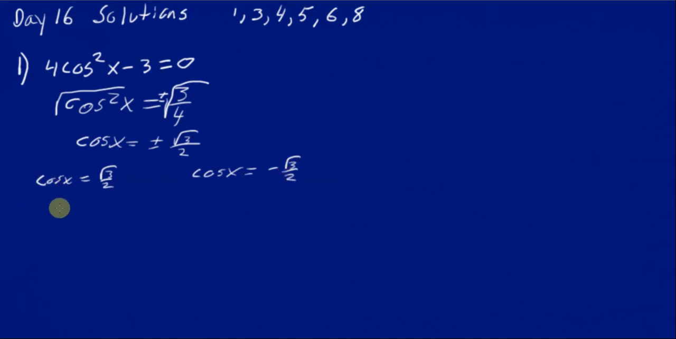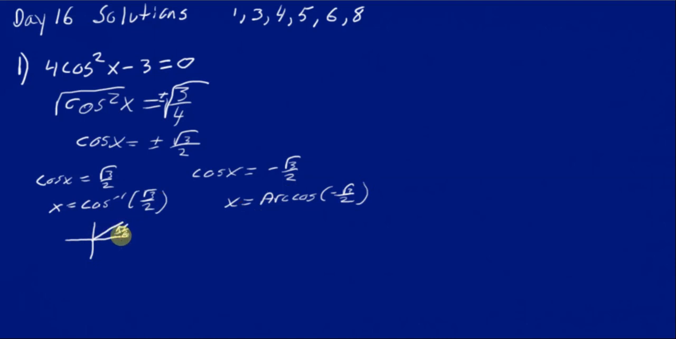Taking the inverse cosine of both sides, that means that x is equal to the inverse cosine of root 3 over 2. And x is equal to, let's just go ahead and write it differently, the arc cosine of negative root 3 over 2. All right, now we're down to the unit circle. So what angle has a cosine of root 3 over 2? And that's going to be pi over 6, or 30 degrees.